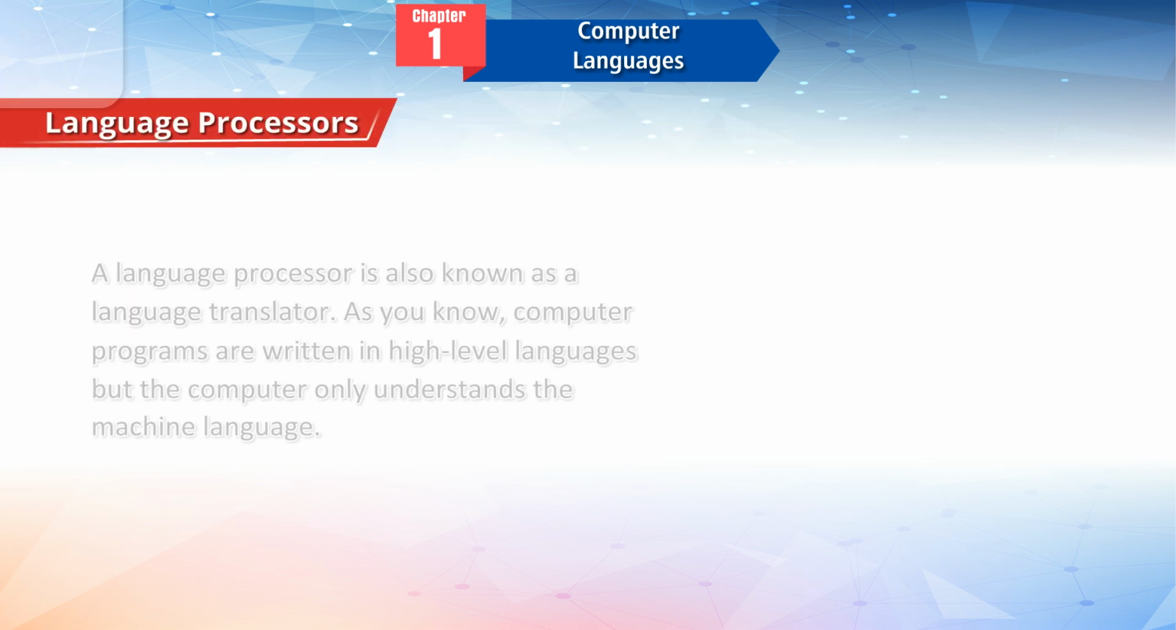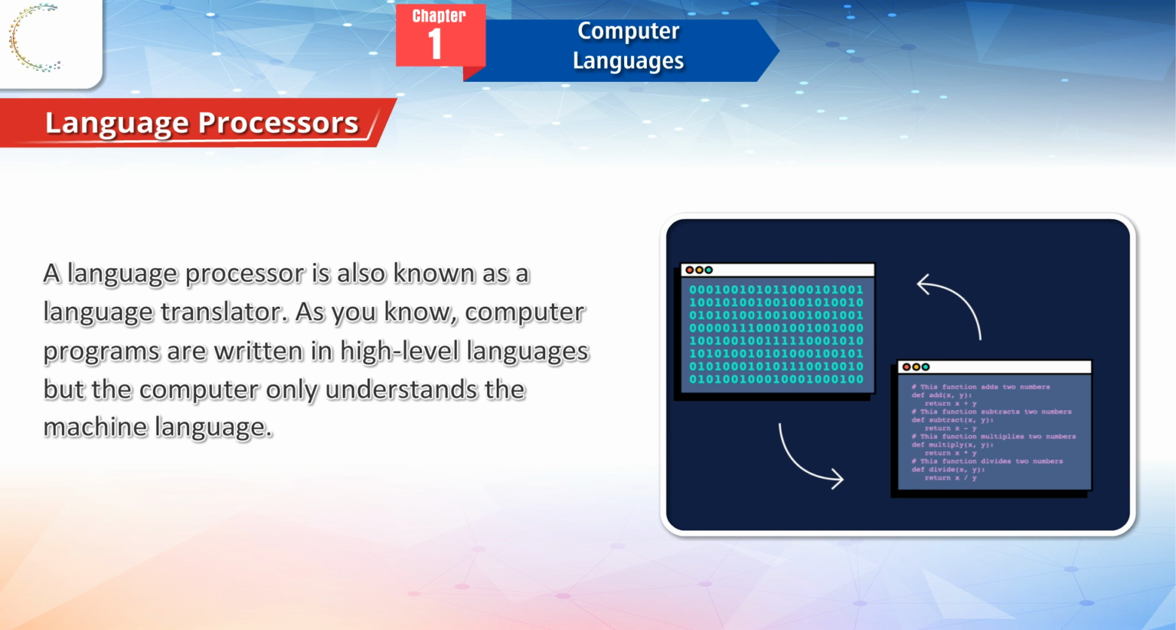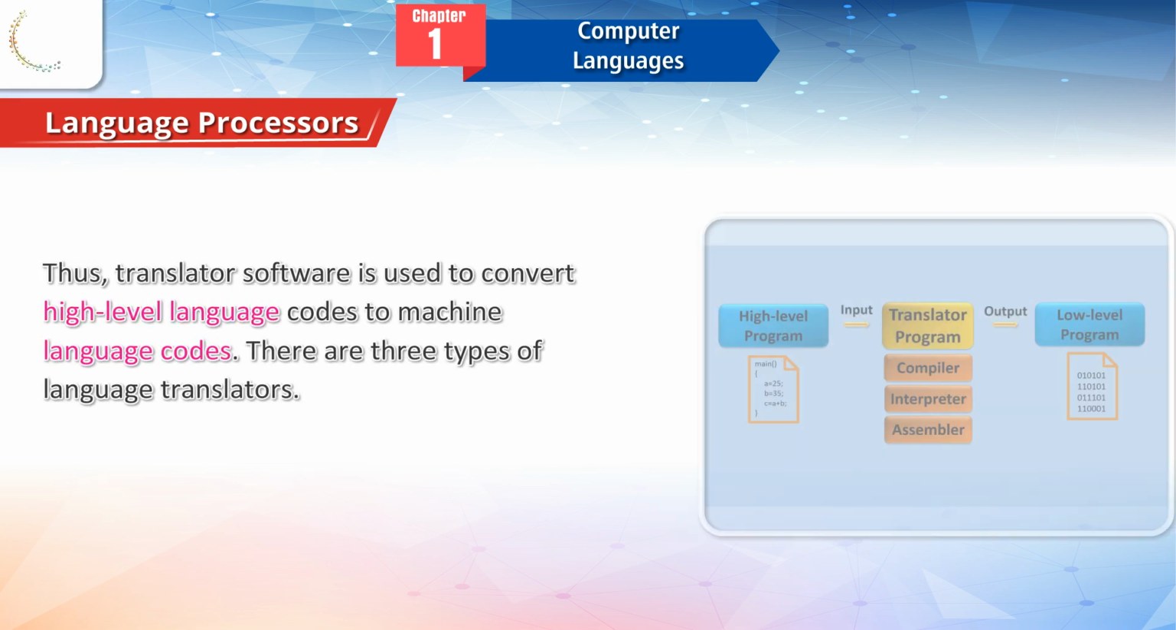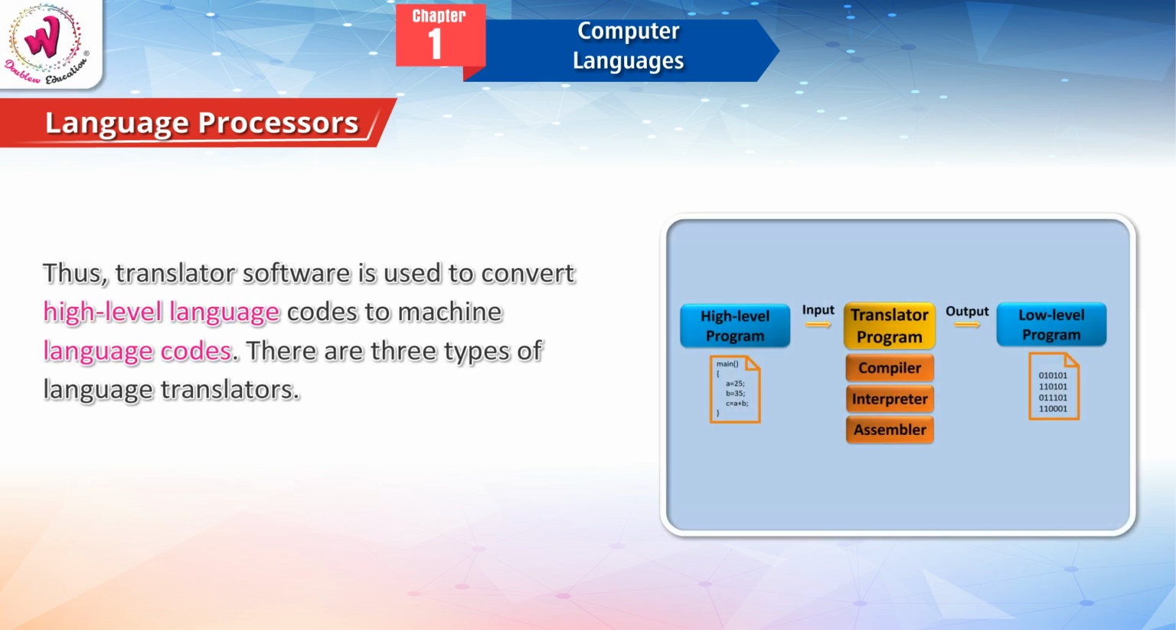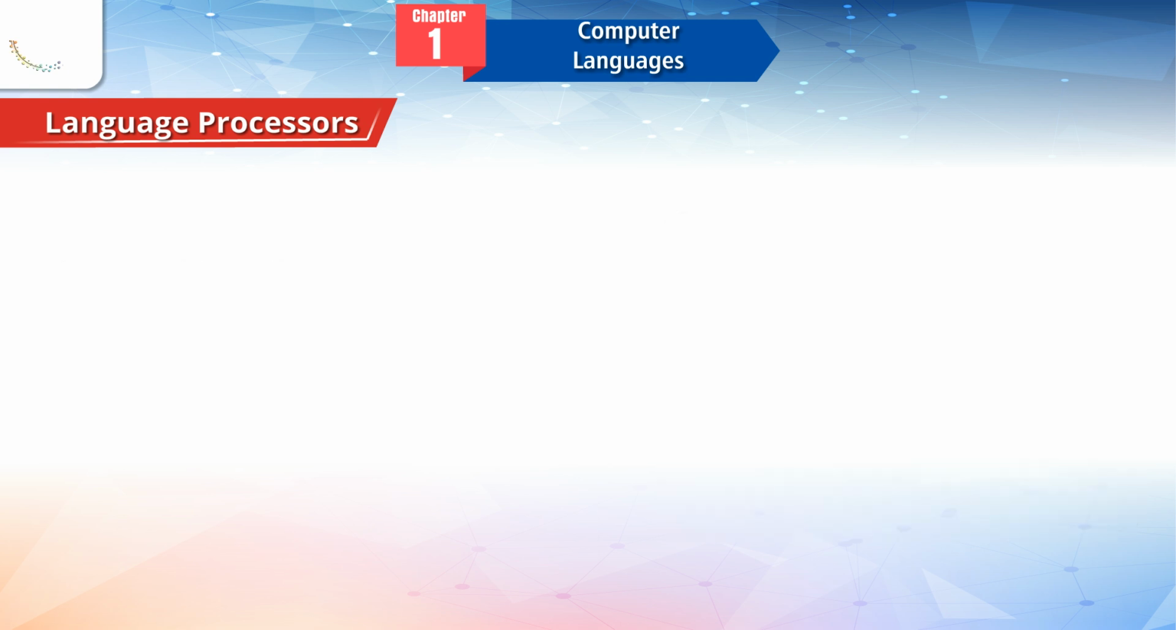Language processors. A language processor is also known as a language translator. As you know, computer programs are written in high-level languages, but the computer only understands the machine language. Thus, translator software is used to convert high-level language codes to machine language codes. There are 3 types of language translators.